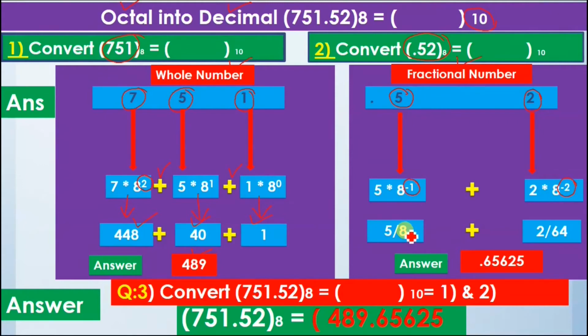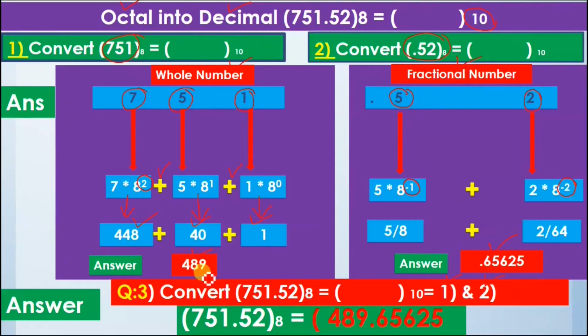Okay. So here we get the fraction 5 by 8, and here we get the fraction 2 by 64. So we add them together and we get the final answer 0.65625. So now we got the answer of whole part and the fractional part. So we will combine them together to get the final answer by combining part 1 and part 2.